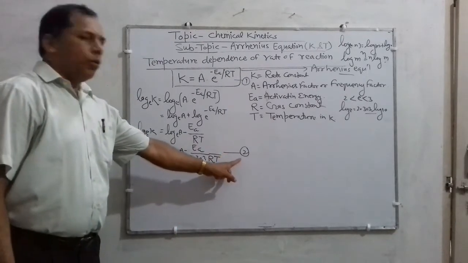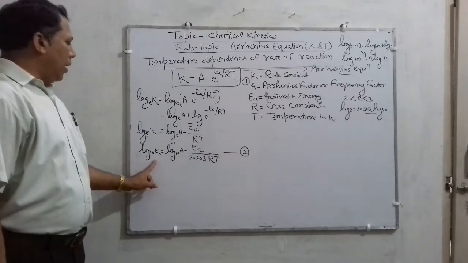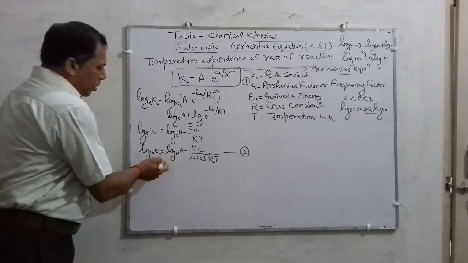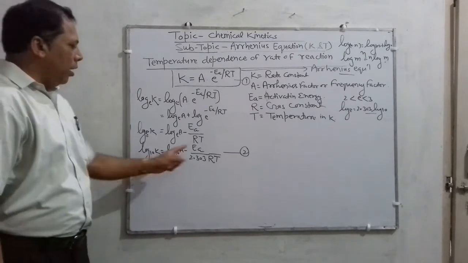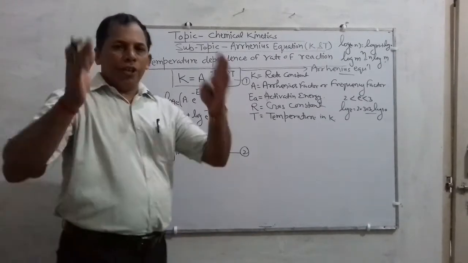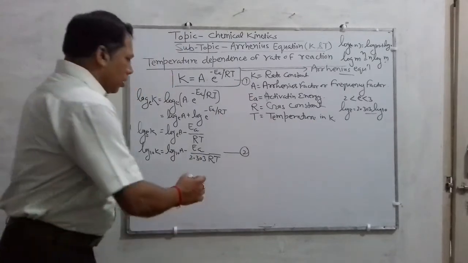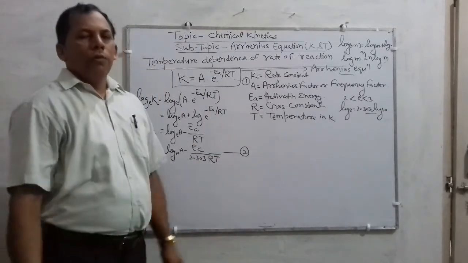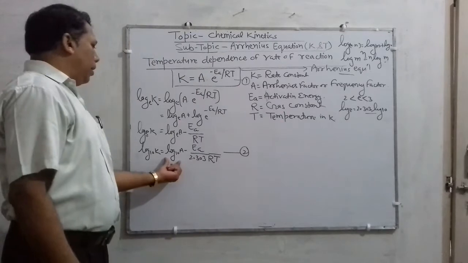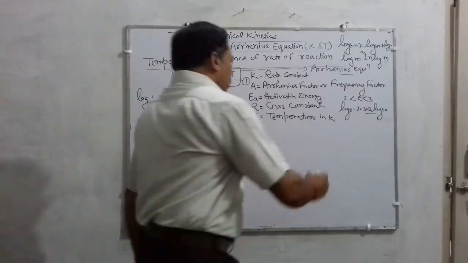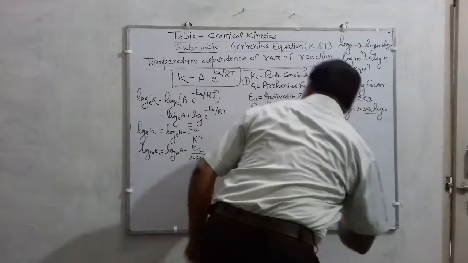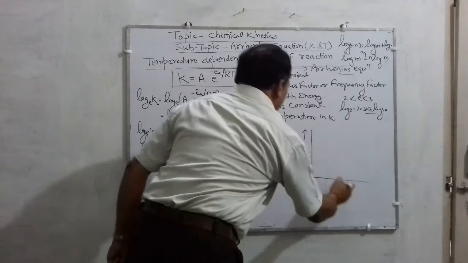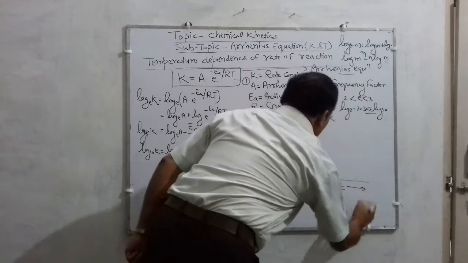In equation number 2, if we plot log k versus 1 by T, listen sincerely, then a straight line will come in which this value E_a upon 2.303 R will be the slope and the intercept will be log 10 A. Suppose we are plotting here log 10 k versus 1 upon T here.